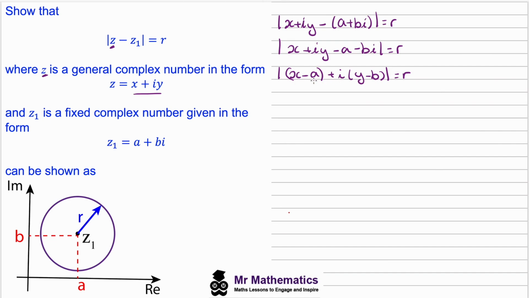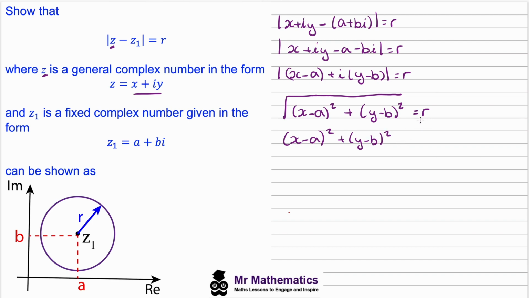So from this point, we can use Pythagoras to work out the magnitude. So we'll have the square root of the x term, of the real term, x minus a, all squared, plus the square of the imaginary term, y minus b, all squared. And this will equal the radius r. So now we can cancel out this square root. So we've got x minus a squared plus y minus b squared. We'll square both sides, and this will give us r squared.